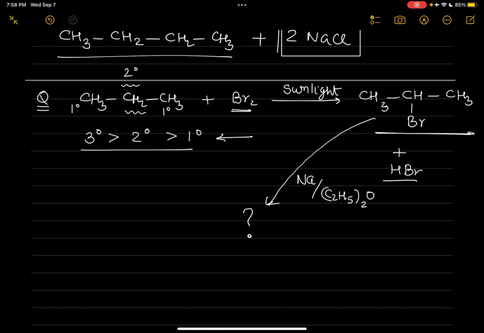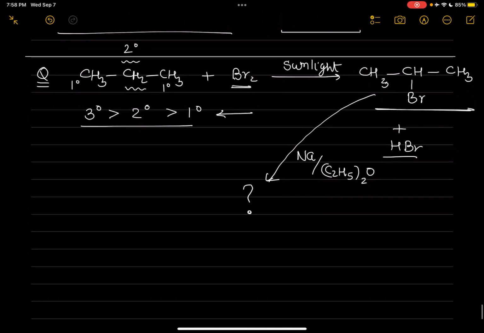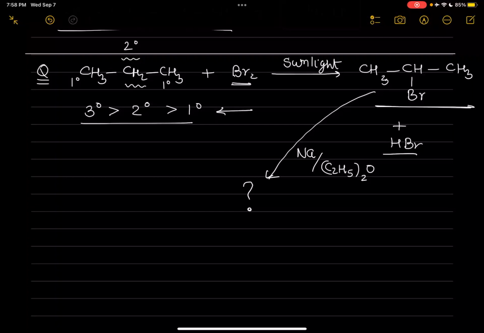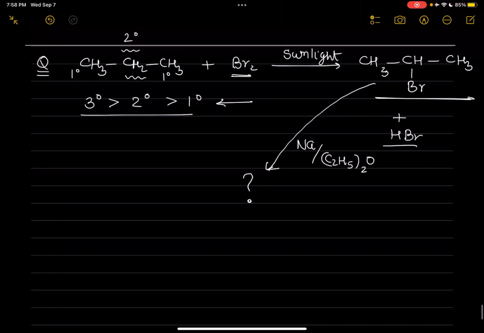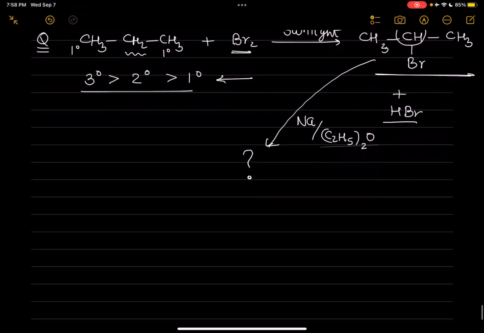Is it like hexane, because double? Yeah, it will be hexane, but from which carbon will they connect to one another? That you need to tell. You are correct up to some extent. From which carbon will they connect? Where the Br is. The Br is on the middle carbon. So these two molecules are going to connect. Hexane you will get, that's the common name.